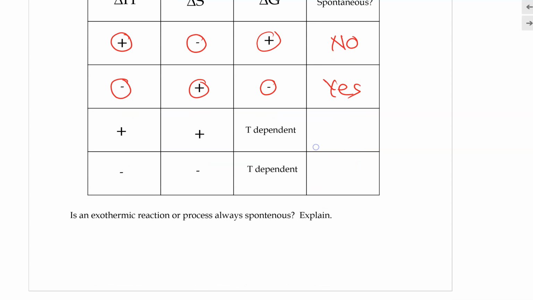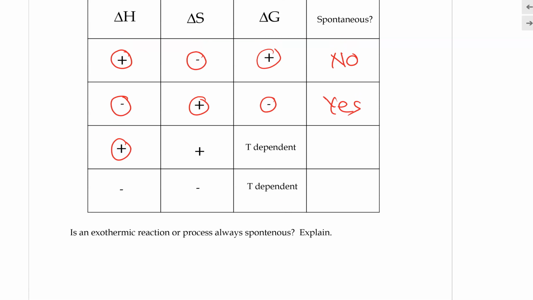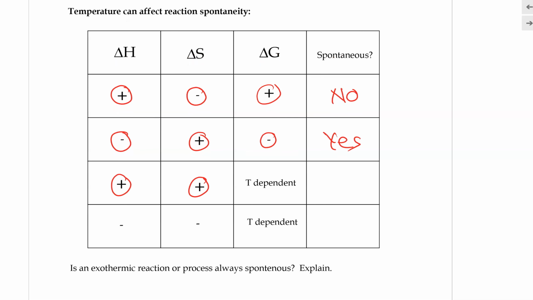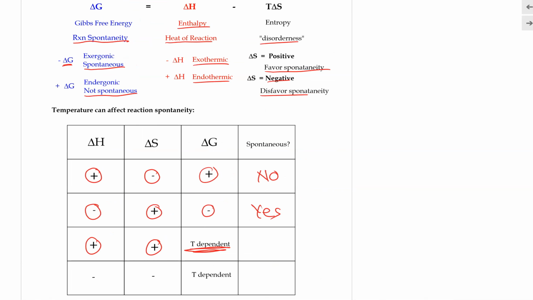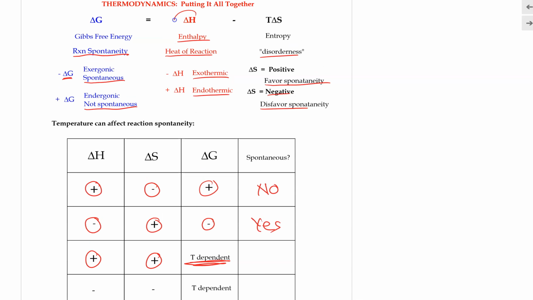So now, what happens if delta H is positive, meaning it is an endothermic reaction requiring heat, and delta S is positive, so it is favored in terms of entropy, but disfavored in terms of enthalpy? So what happens then? The answer is that this reaction would be temperature dependent. Because we can see right here, going back to this equation, if this is positive and this is also positive, then the bigger the temperature, the more negative this term would be, and therefore the more negative delta G would be.